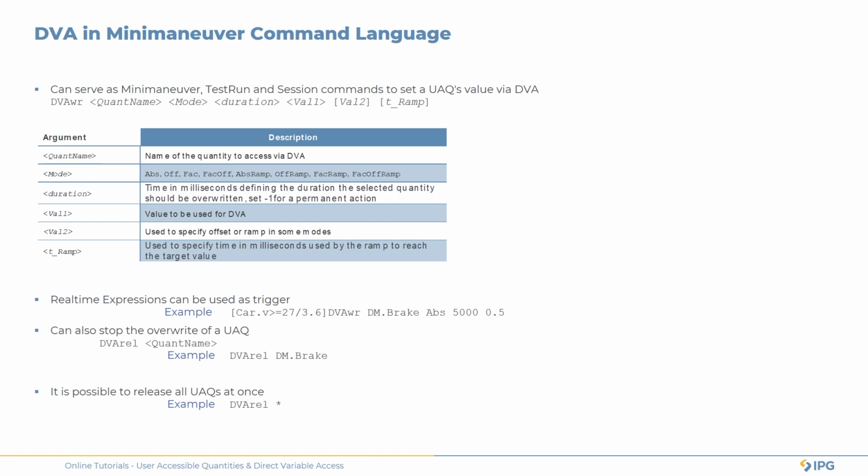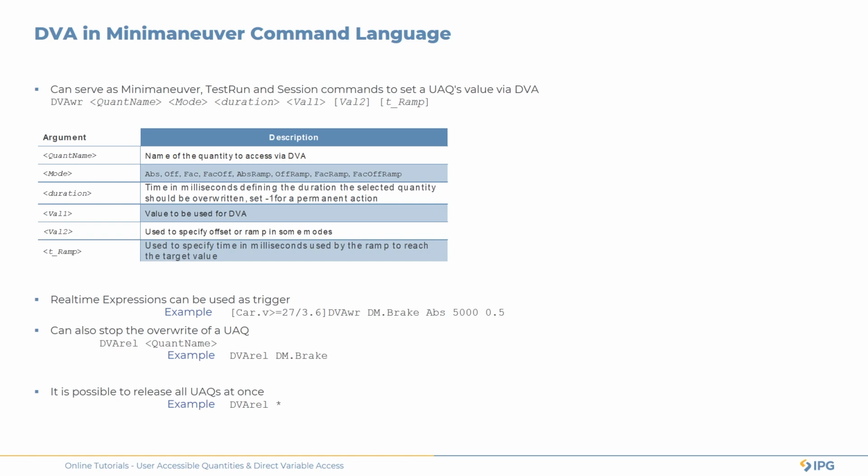Then we need to define the duration. The unit is milliseconds, so if we use 5000, it means 5 seconds. If we choose ABS mode, we just need to define one value. If we use phase off or phase ramp, we also need to define the second value. If we use ramp, we also need to define the number of cycles. Let's go back to this example. Before this command, we could also set a condition. If this condition is fulfilled, the DM brake will be overwritten to 0.5 for 5 seconds.